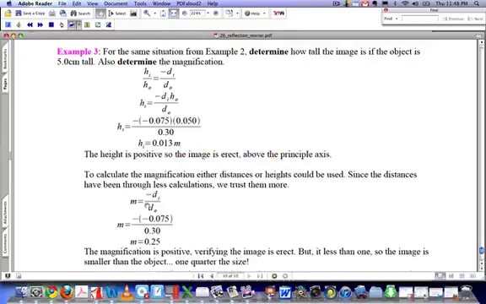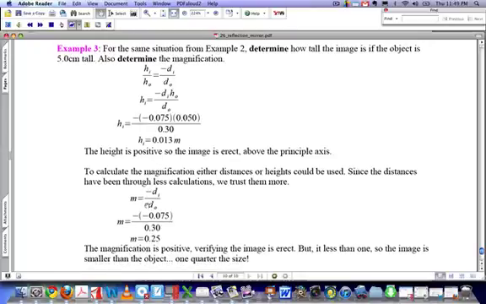Here we can see in example 3, using the data from example 2, if you have the di and the do value, and say for example in this case the object that is 5 centimeters tall, you should be able to calculate the height of the image. In this particular case, it looks like 1.3 centimeters. And that's it. There's not much to it other than that.